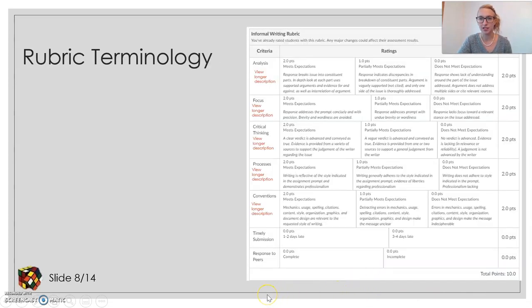So some of the things that you're going to hear me talk about today include rubric terminology. When we think about this informal rubric, there are a couple pieces that we want to think about in terms of what our rubrics can do. And the first is those criteria: key independently varying dimensions of quality.